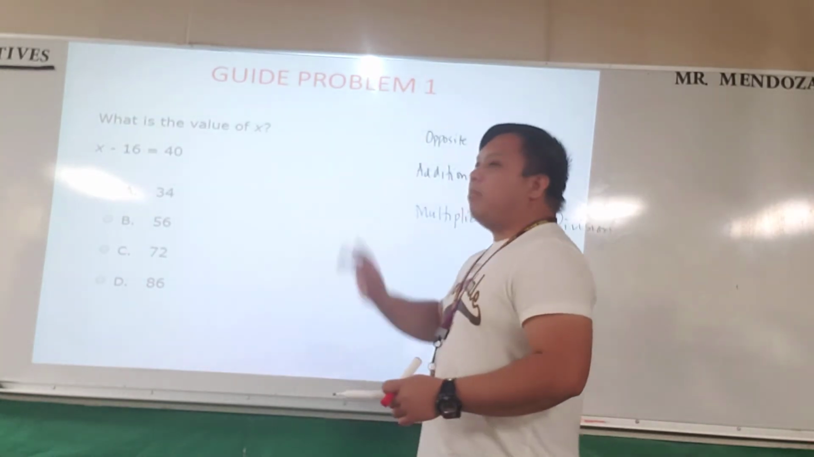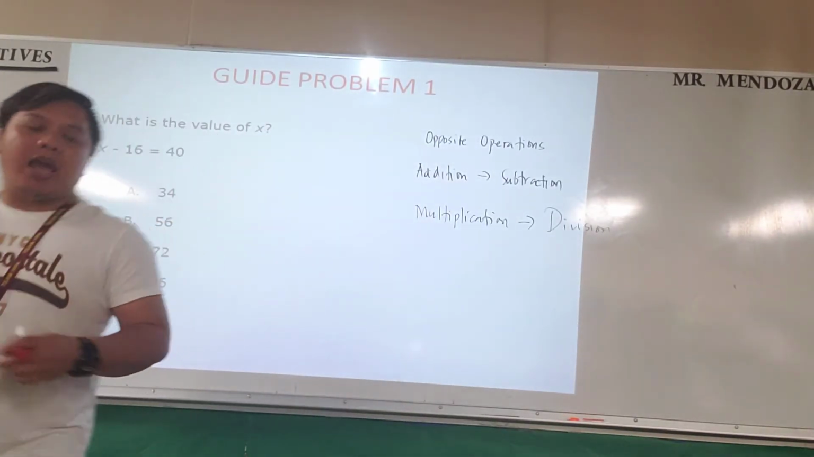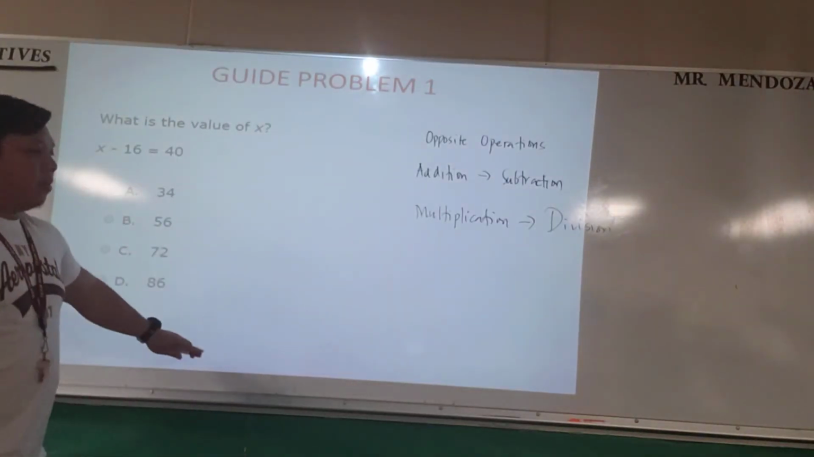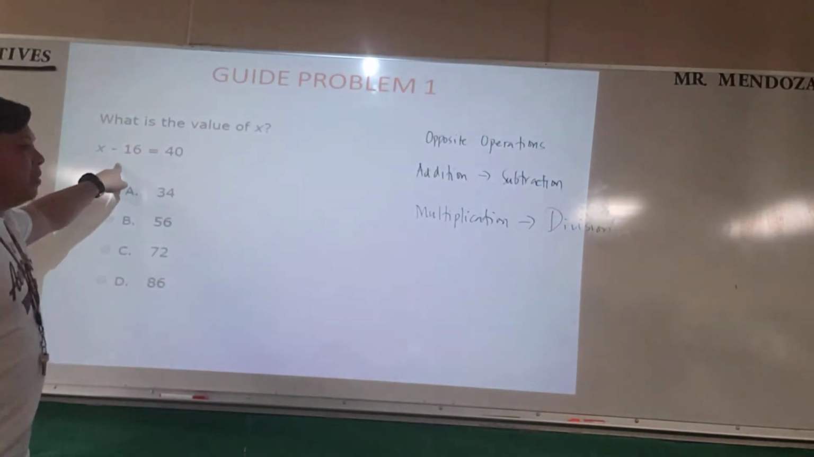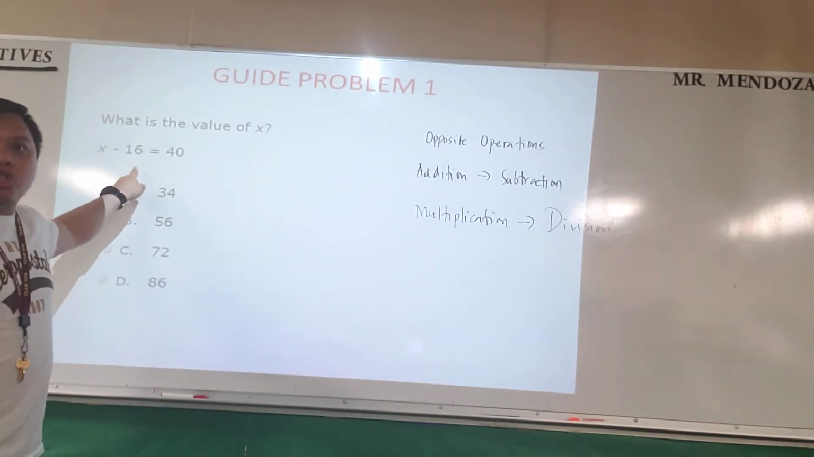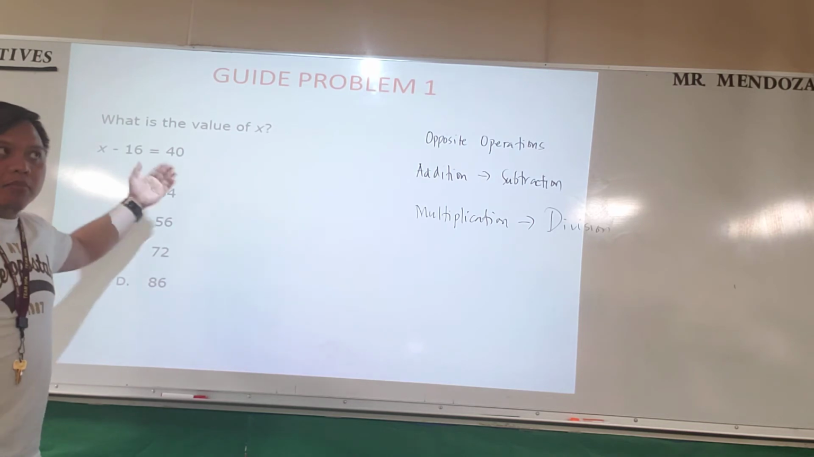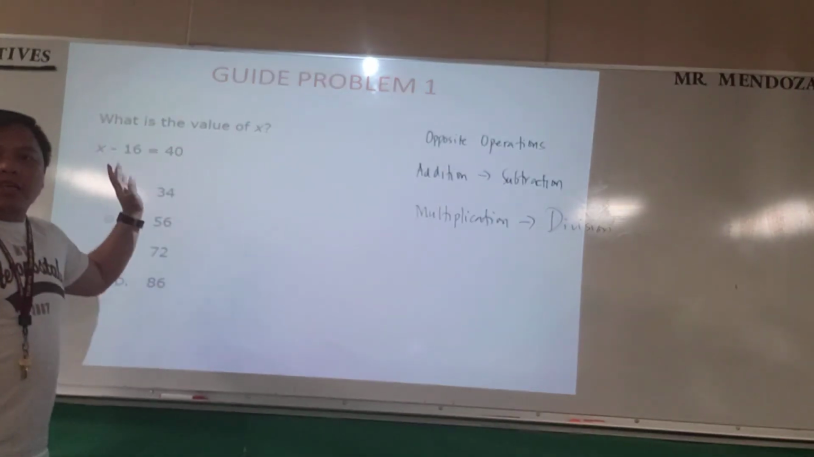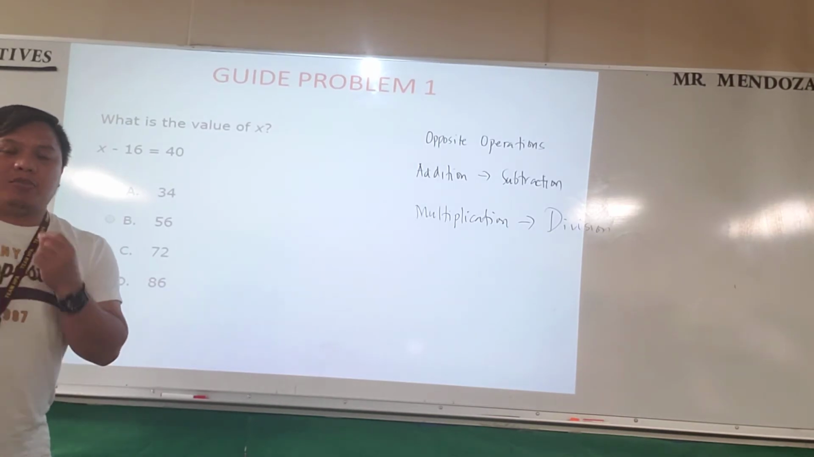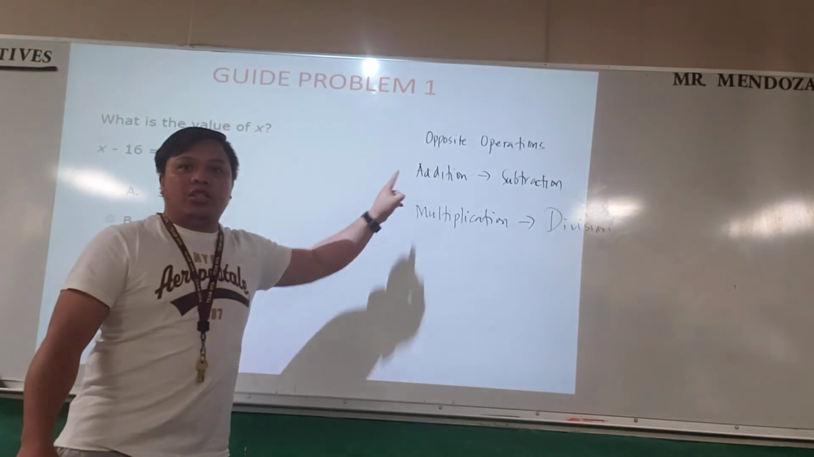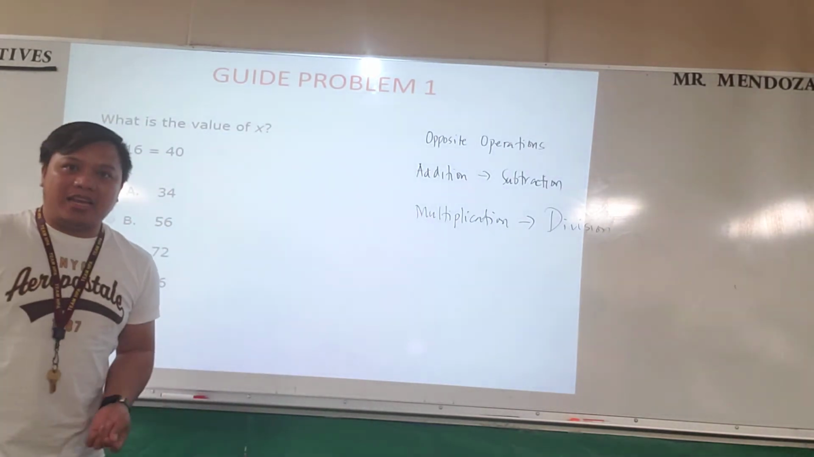Looking at problem number 1, it says x minus 16 is equal to 40. So this means, what is the value of x that when I subtract 16 from it, it becomes 40? It gives the idea that we're subtracting. Since we're subtracting, what's the opposite of subtracting? It is addition. So we're just simply adding.